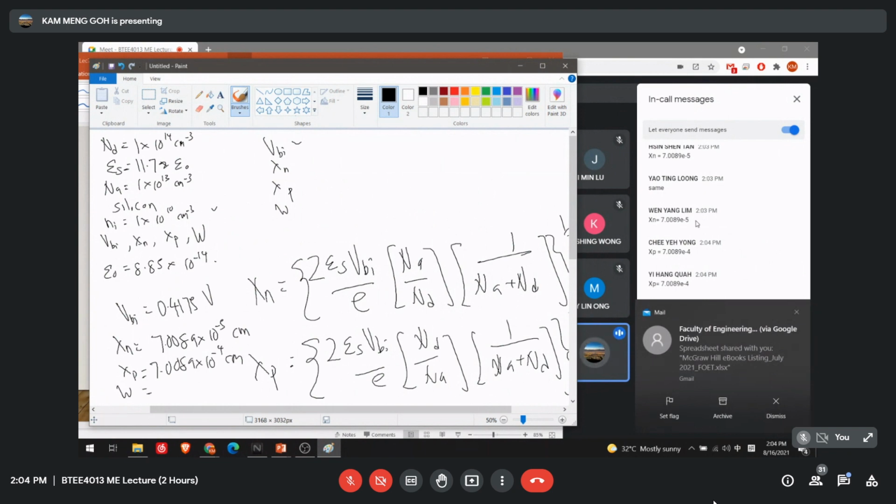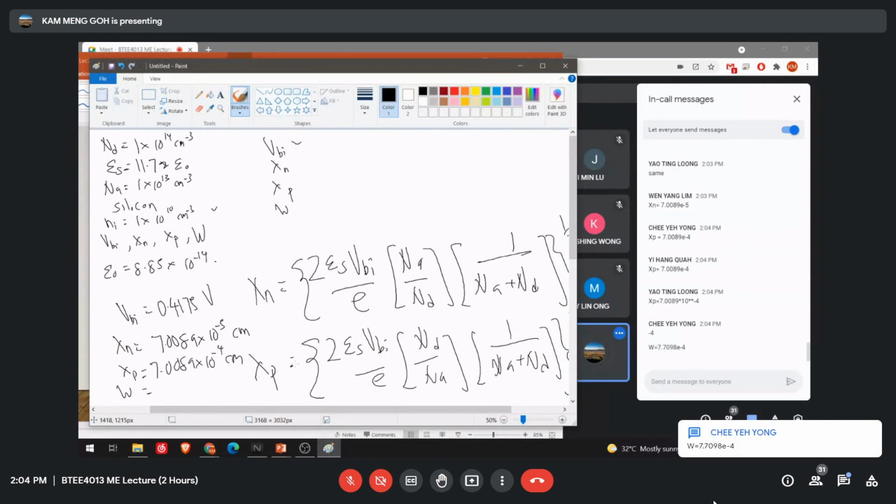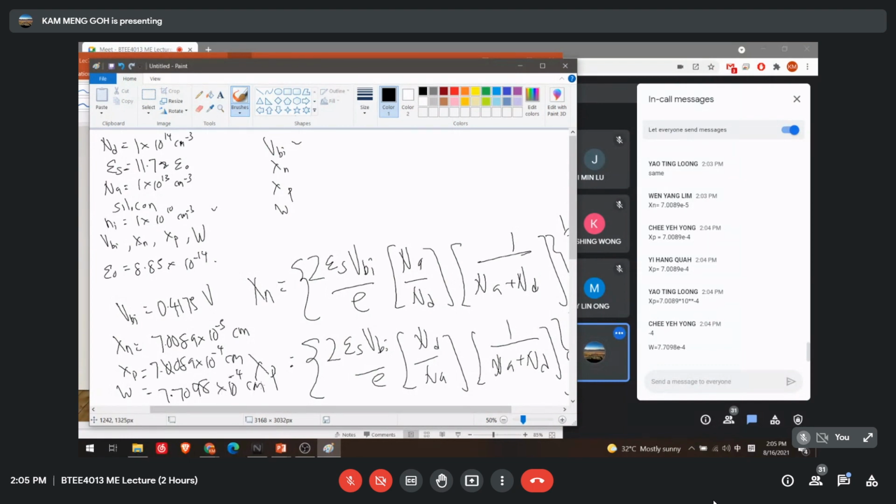W is to add these two things together. Okay? Anyone can give me the W value? W is just to add up these two things only. So this will be 7.7098, 9 or 89? 9, yeah, times 10 to the power -4 cm. Okay, so this is how we deal with it.